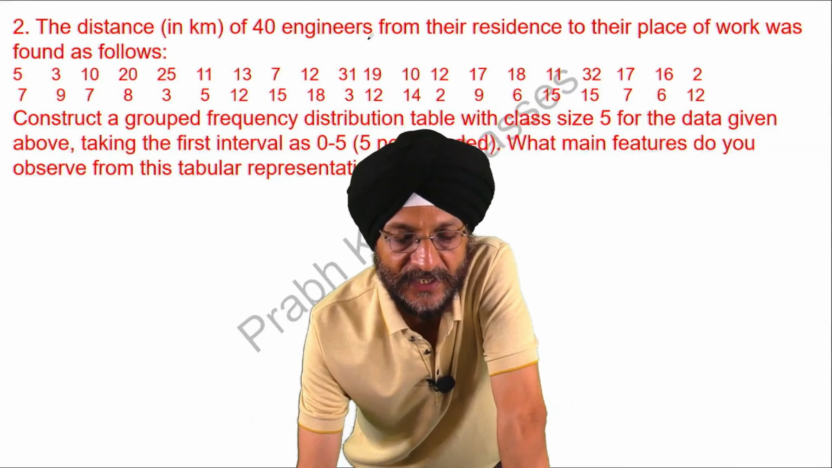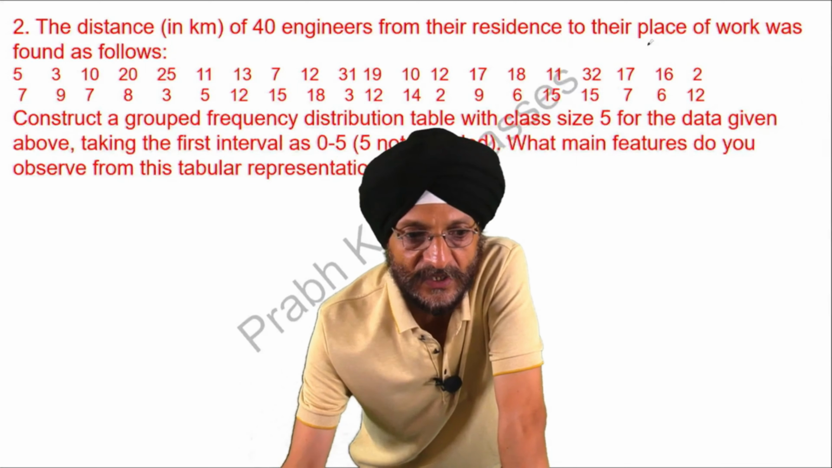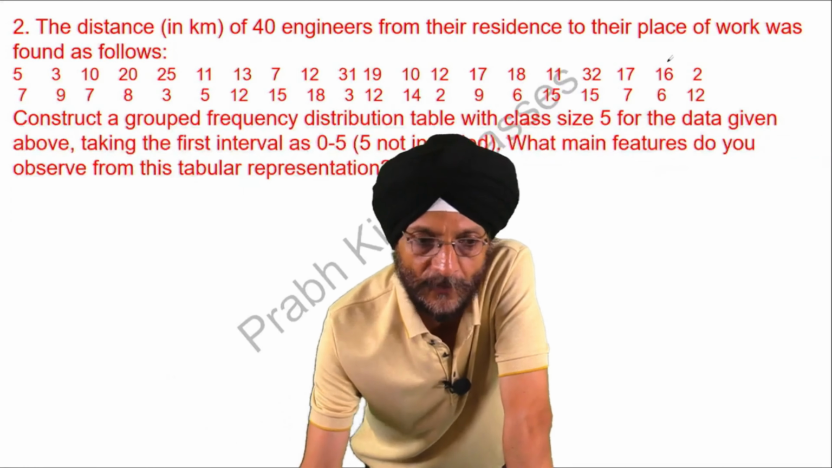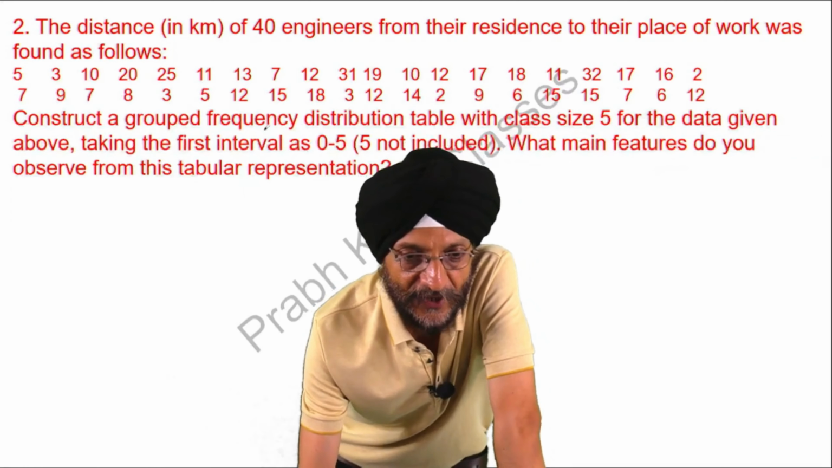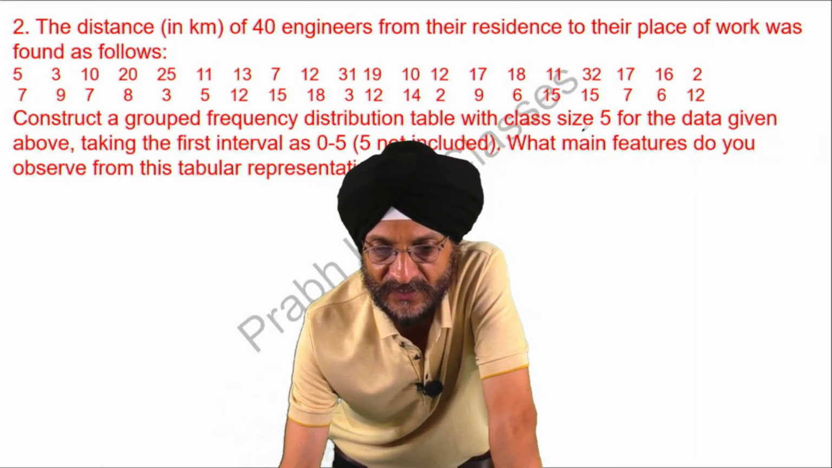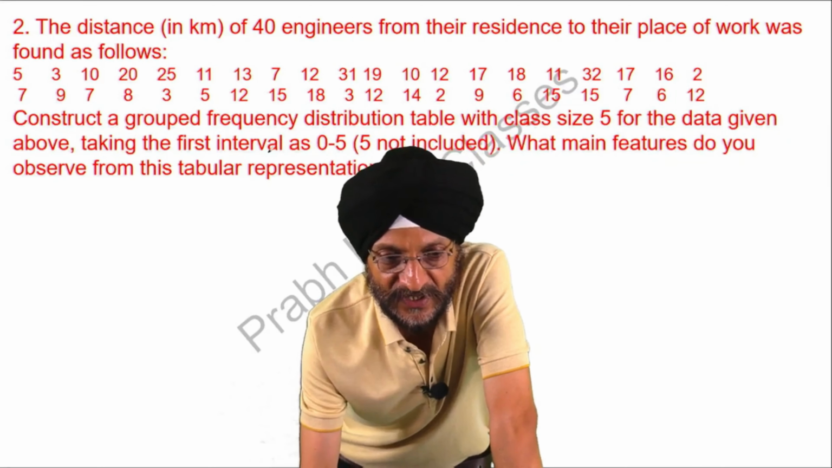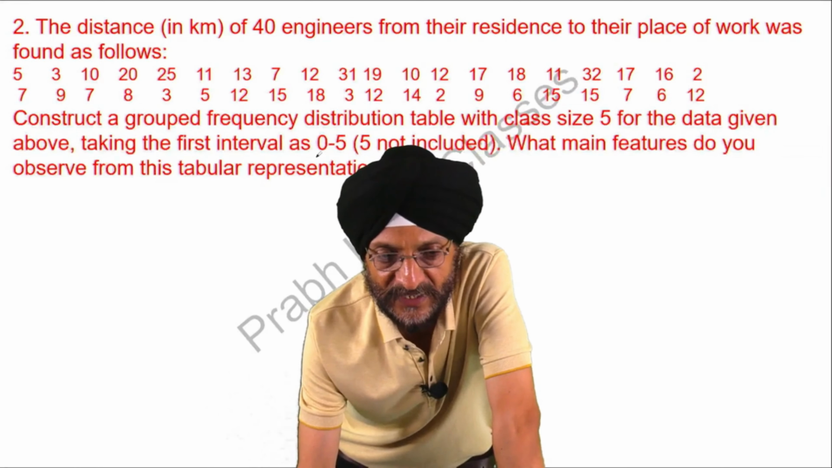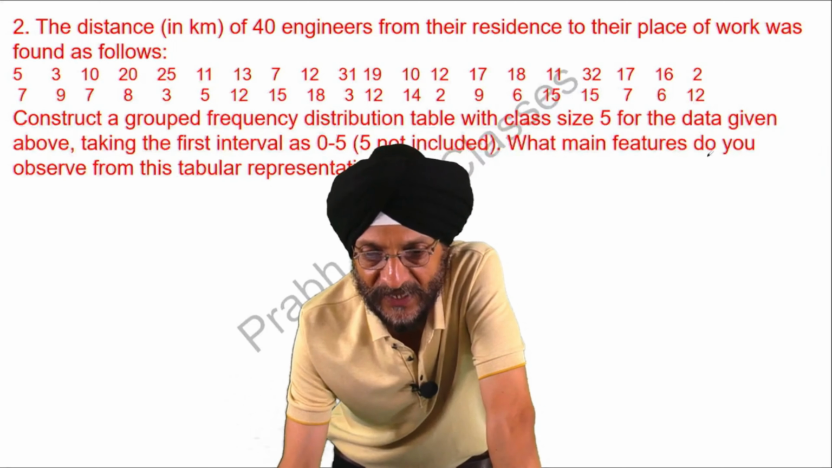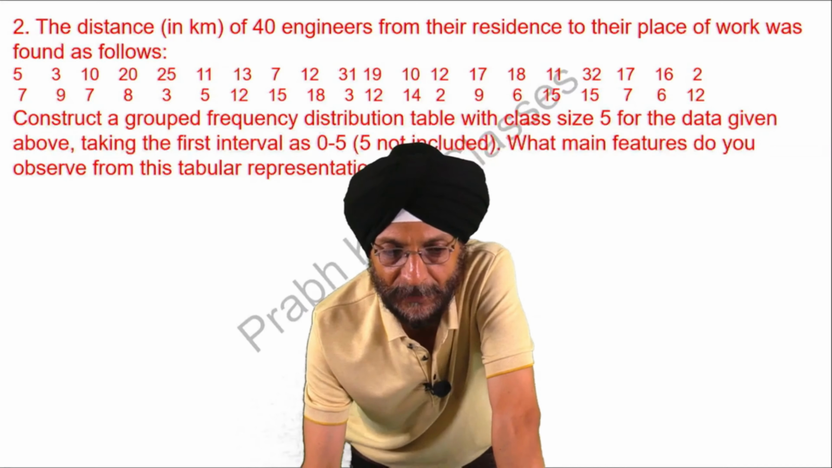Now the question before us is, the distance in kilometers of 40 engineers from their residence to their place of work was found as follows: 5, 3, 10, 20, and so on. Construct a group frequency distribution table with class size 5 for the data given above, taking the first interval as 0 to 5, 5 not included. What main features do you observe from this tabular representation?